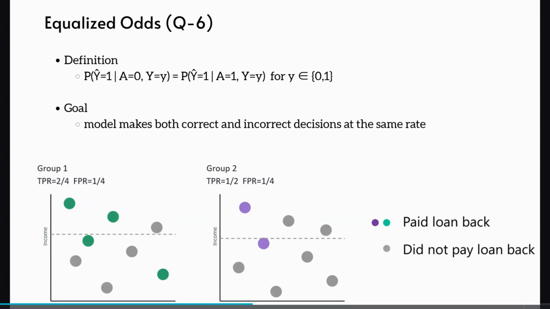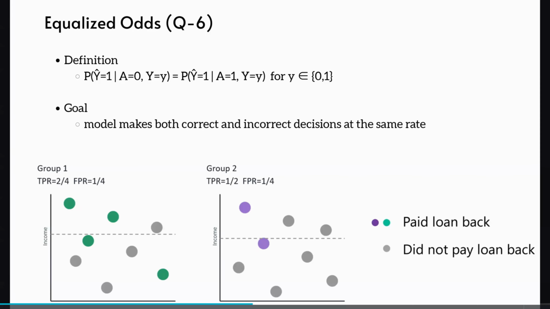So basically the true positive rate is 2 upon 4, that is half. Similarly here 1 upon 2, that is half. Here the true positive is 1 upon 4, which is correct, but there I have missed 2 gray dots. Basically, the true positive rate and false positive rate for all of the groups have to be equal. That is equalized odds. It is making the number of incorrect and correct decisions happen at the same rate.